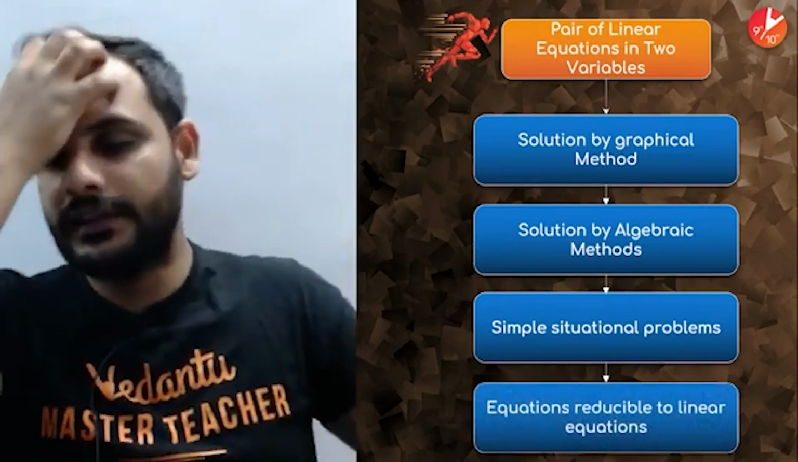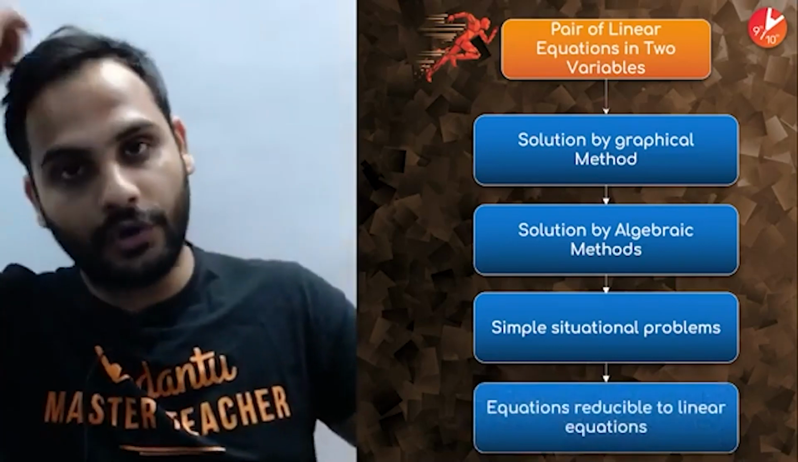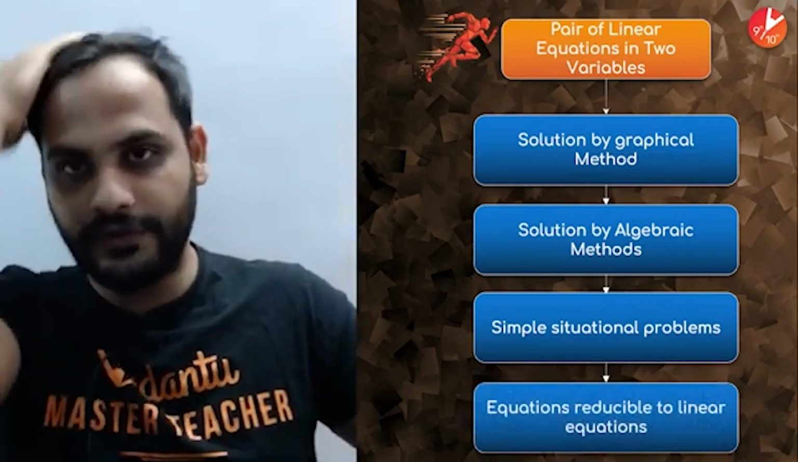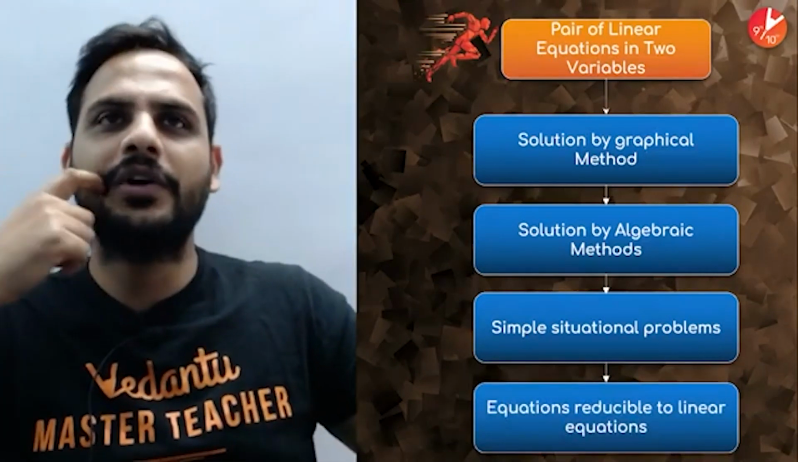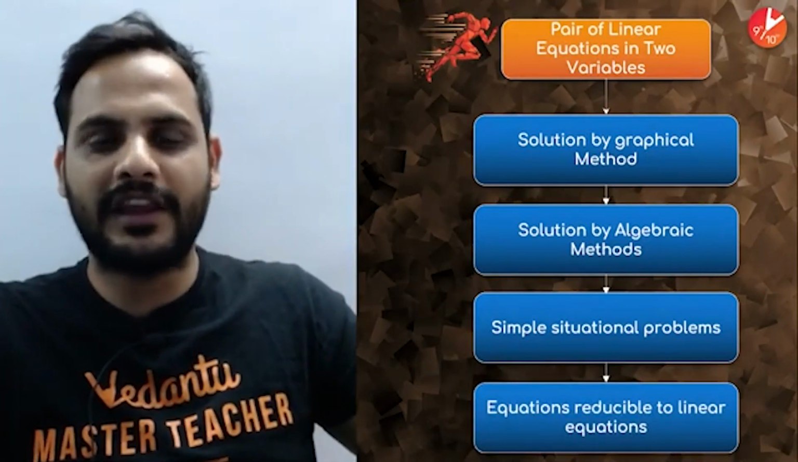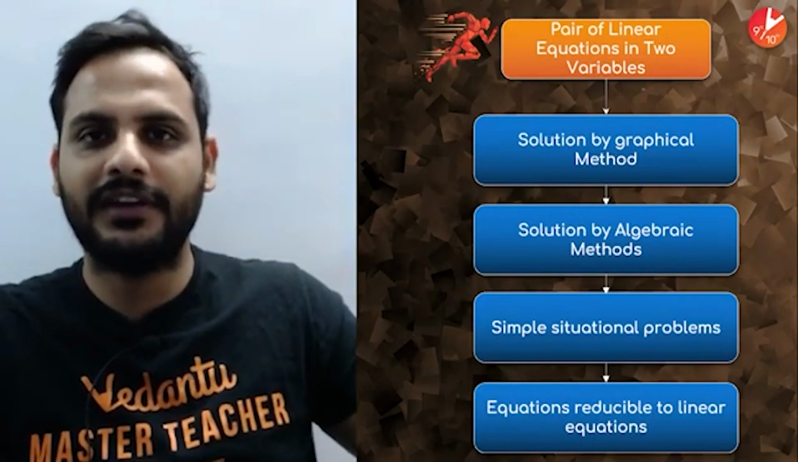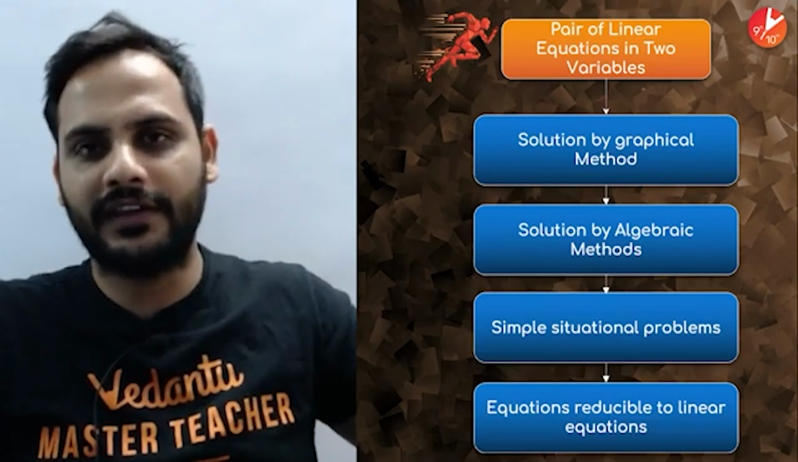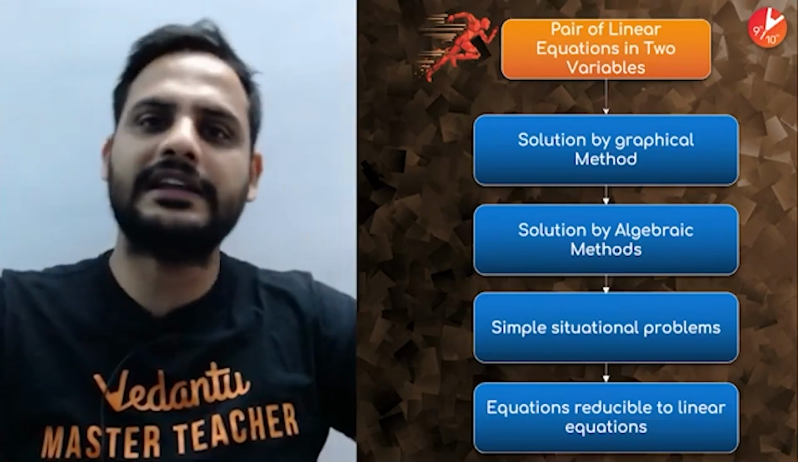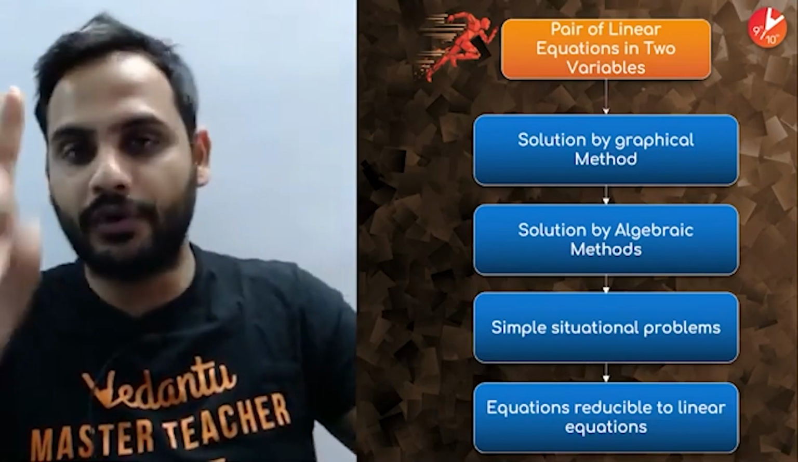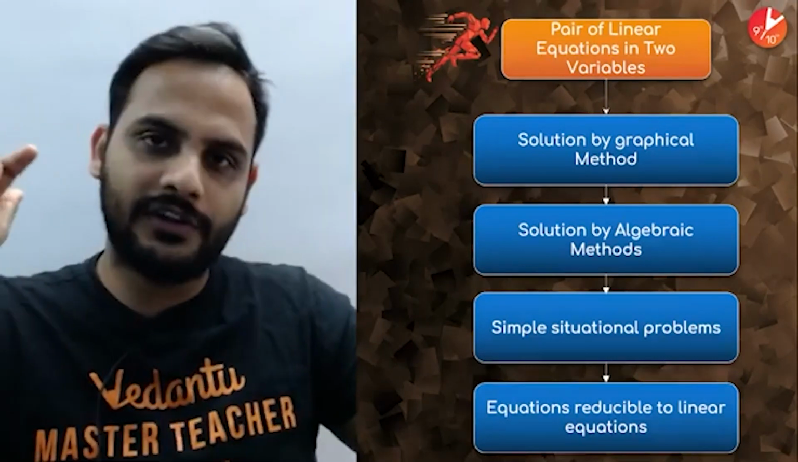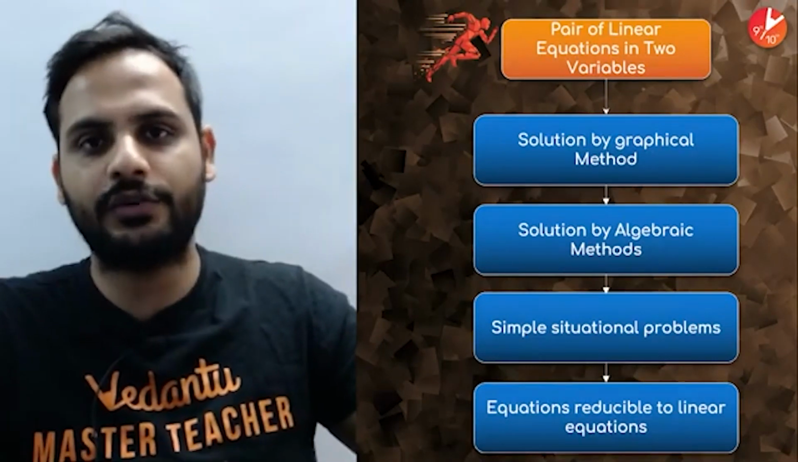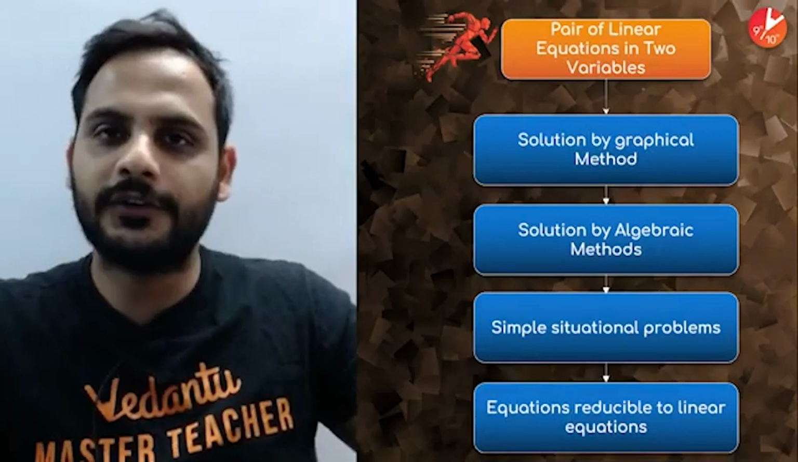All right, and then there were some equations which were not originally in the form of linear equations in two variables but can be converted. For example, 4 upon x plus 3 by y is equal to 7. So 1 upon x is there, so we consider 1 by x as a, 1 by y as b. If you want to study this in detail, definitely go for the prodigy session videos. We have made a playlist over there. Just go to the playlist and you'll find that.